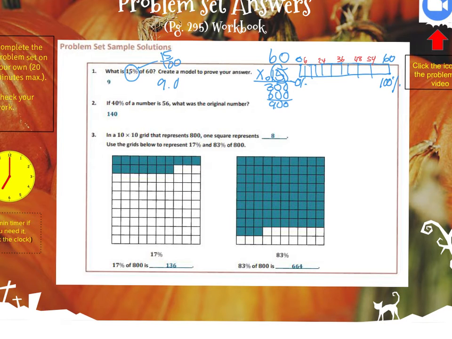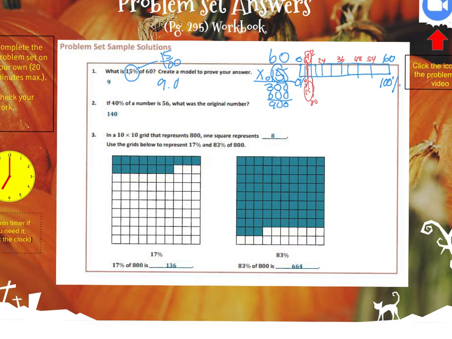So now I'm looking at 15%. Here's 10, 20. So it's going to be right in between here. There's 10, 15, and 20. And then I have 6, 7, 8, 9, 10, 11, 12. So my 9 and my 15 go together. I know that's kind of tough, but that's all right.